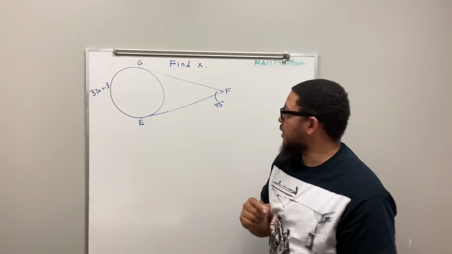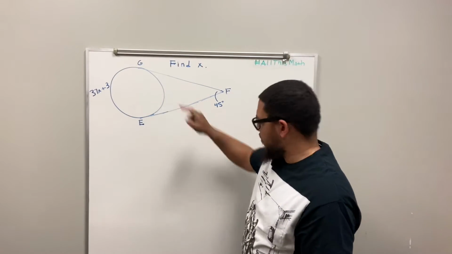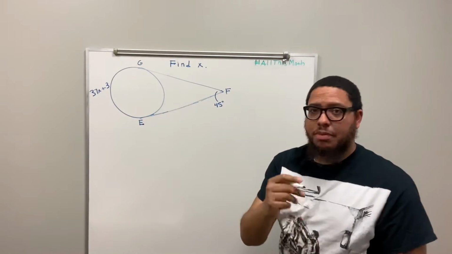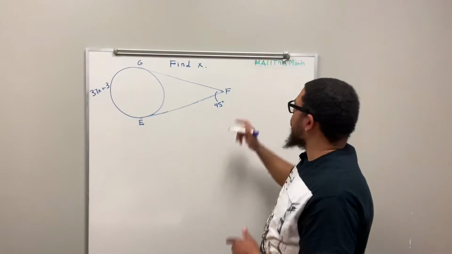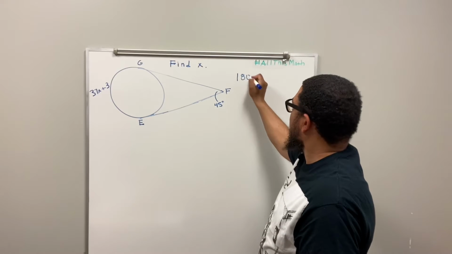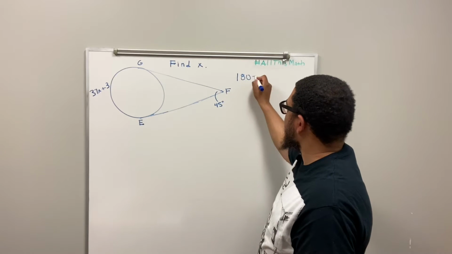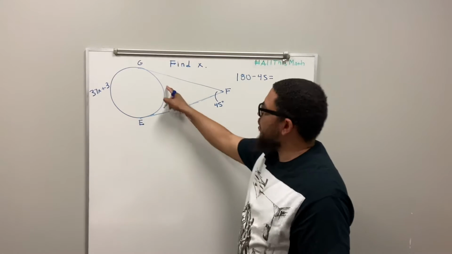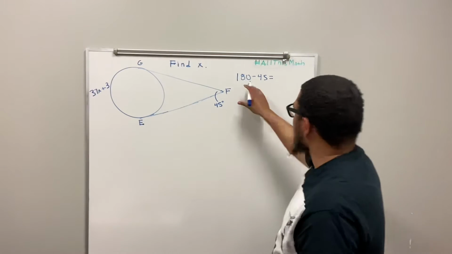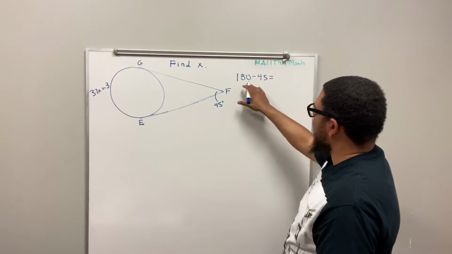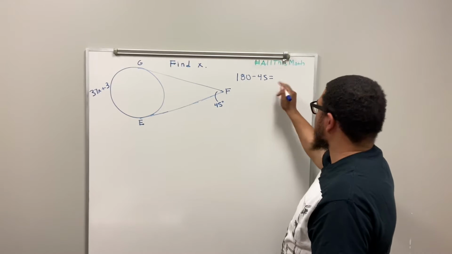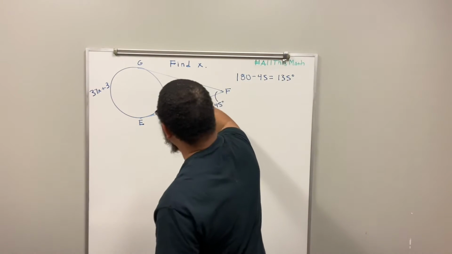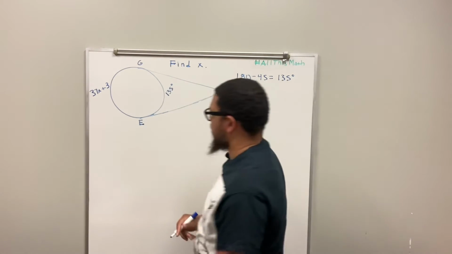So what that tells me is that I can figure out what this arc measure is. If this angle and this arc measure are supplementary, that means that I could take 180 and subtract 45, and whatever that equals will be the measurement of this arc. So 180 minus 40 is 140, minus another 5 is 135. So that means that this arc is 135 degrees.